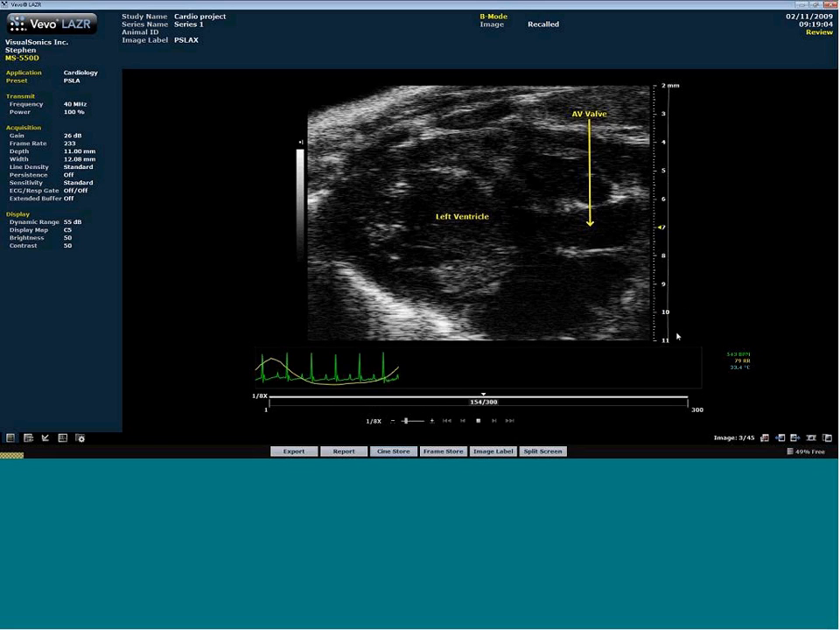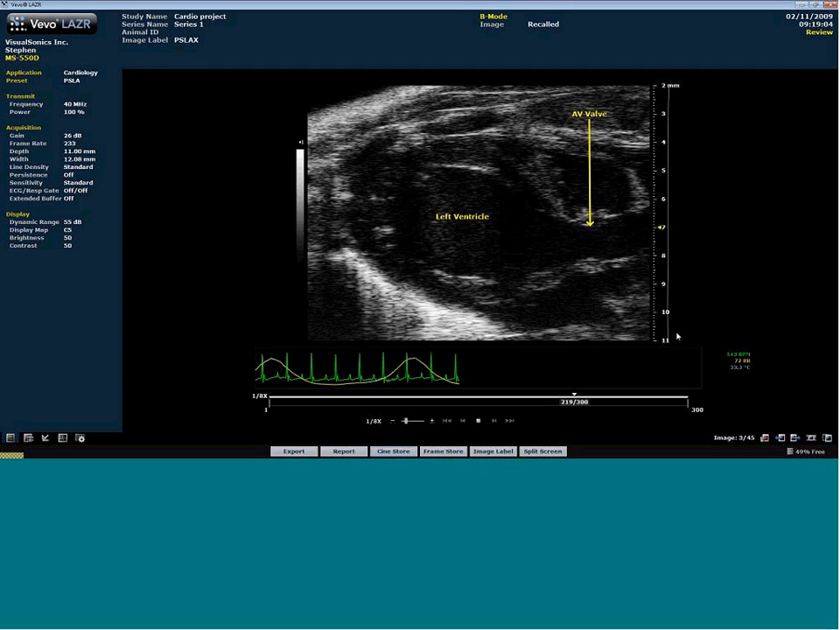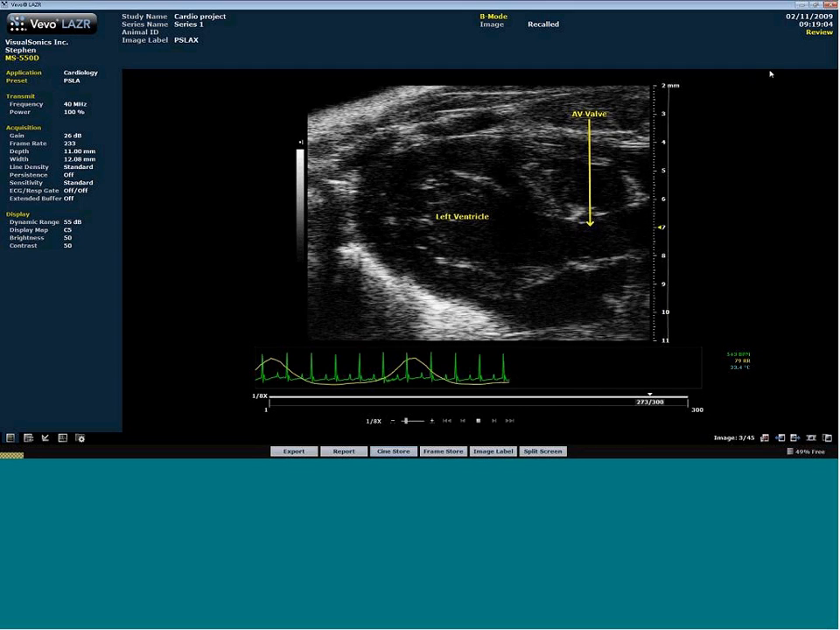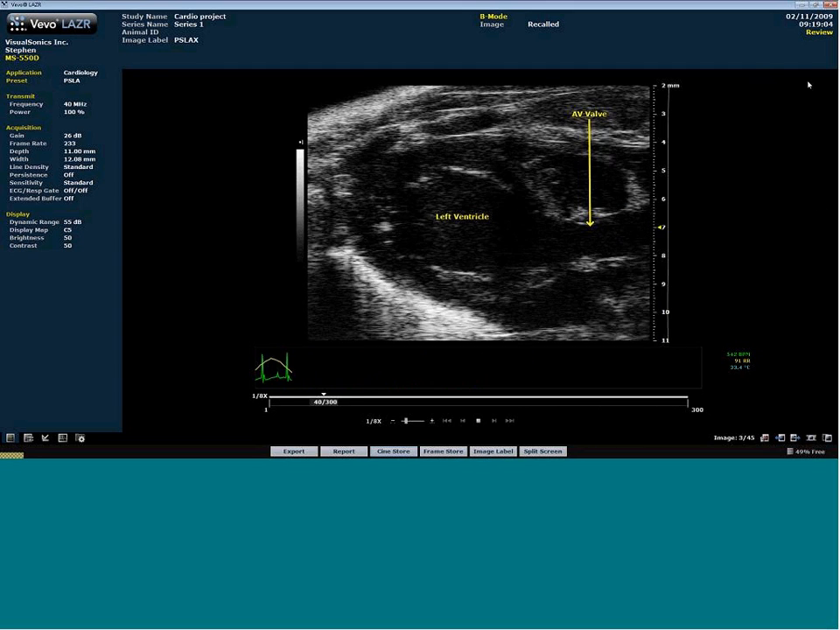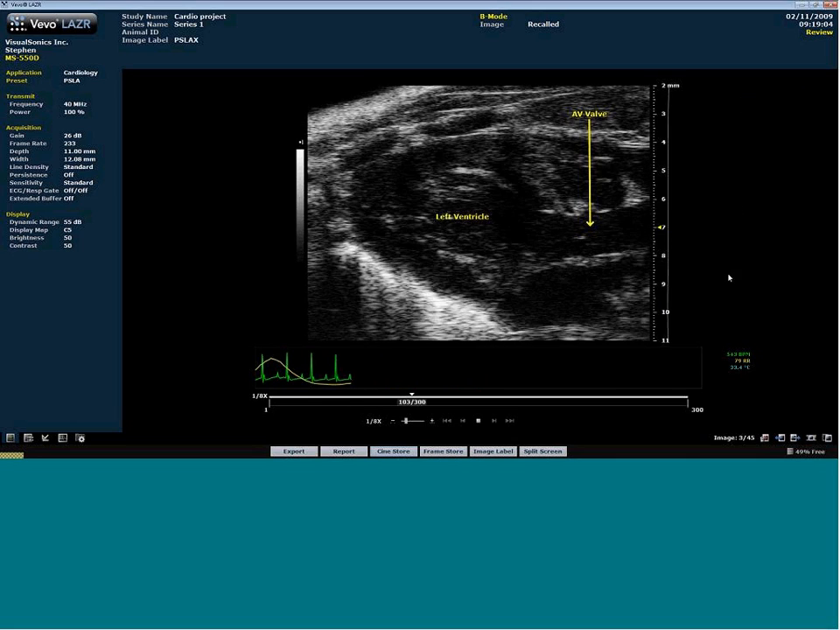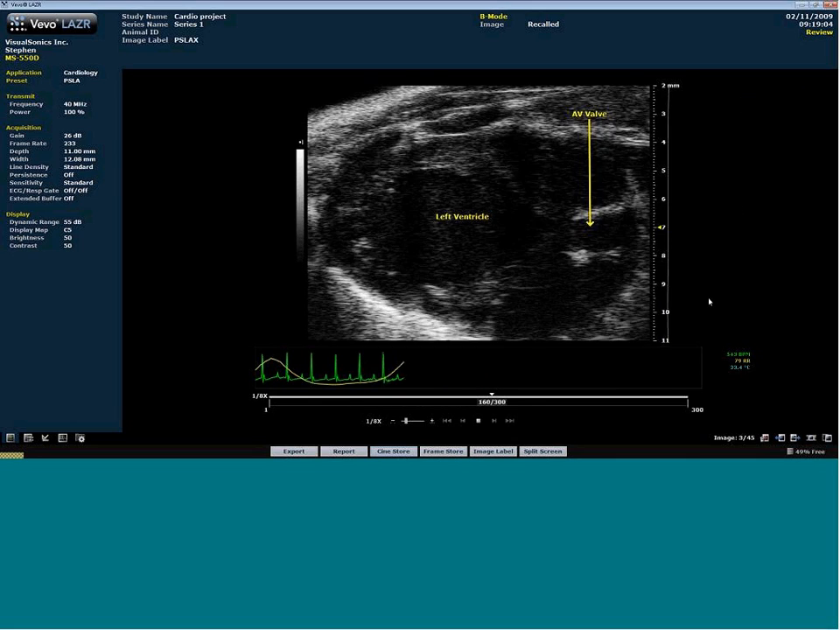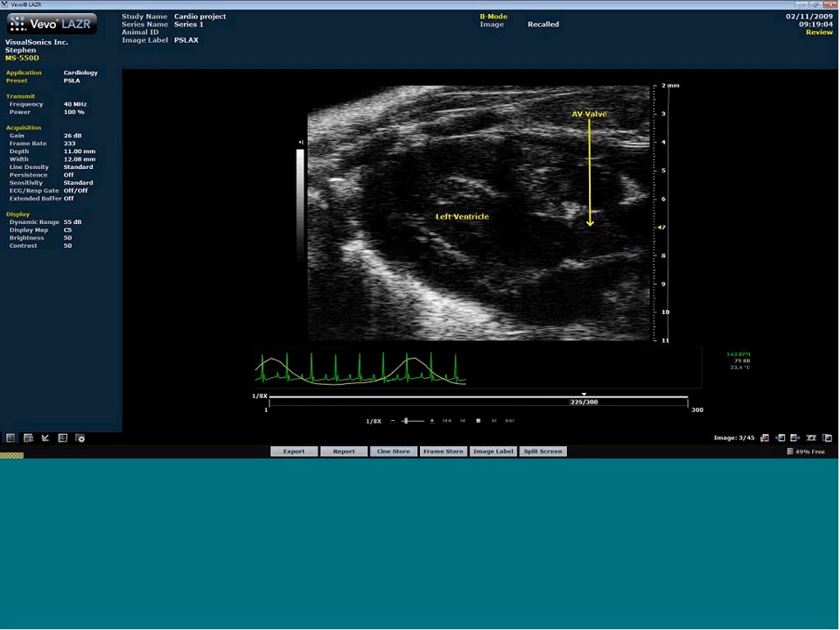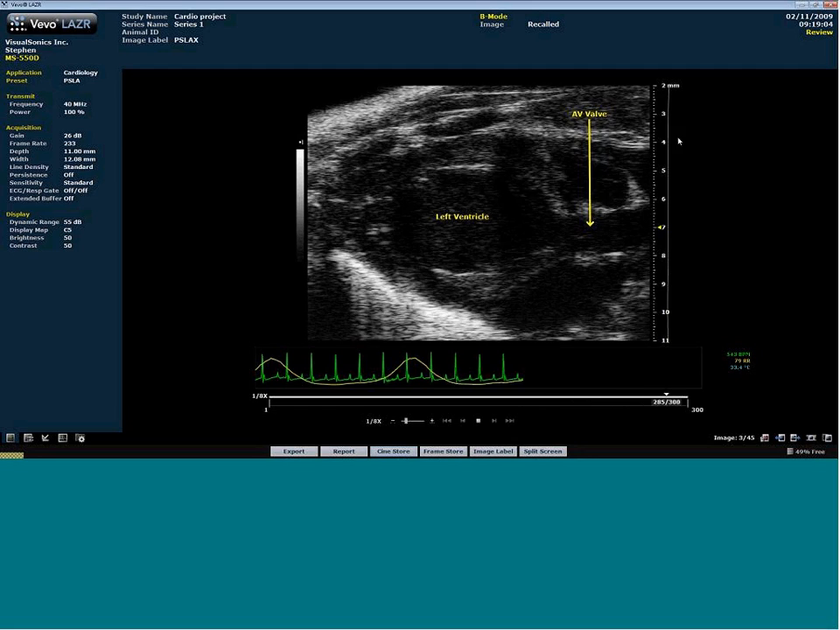This line represents where the TGC, the time gain correction settings, are. On the 770, there's actually a software block up here in the corner for the TGC settings. On the 2100, these are hardware on the keyboard. And so they allow you to adjust the gain throughout the depth of the image.